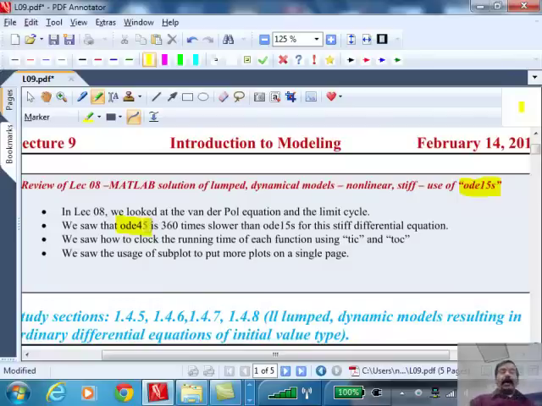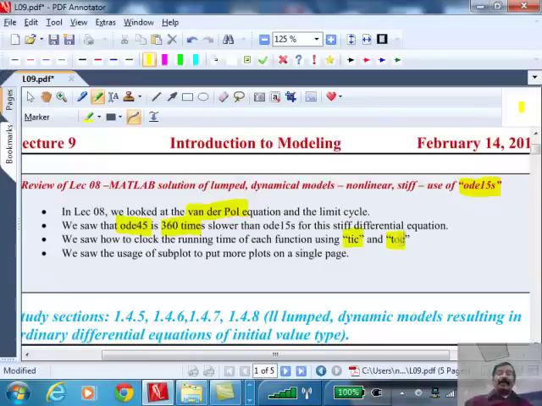And we saw how to time it. So we saw that ODE45 was 360 times slower than ODE15S on the same problem, the Van der Pol equation. And in the process, I'm introducing many features in MATLAB. One of them that we saw was how to use the tic-toc function to time how much time MATLAB spends on a particular part of the algorithm solving.